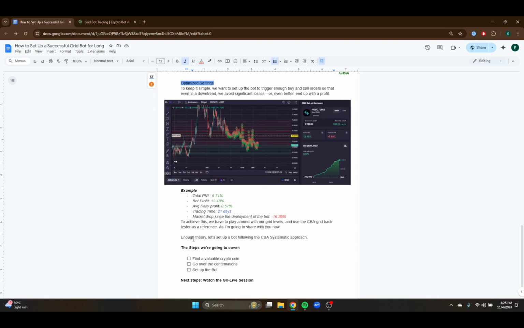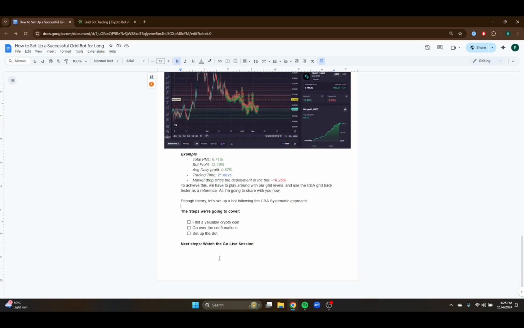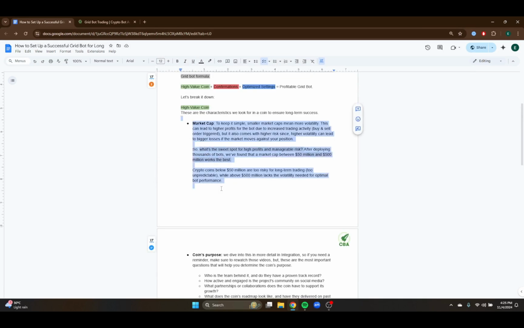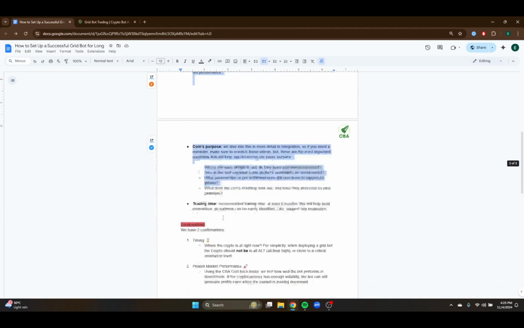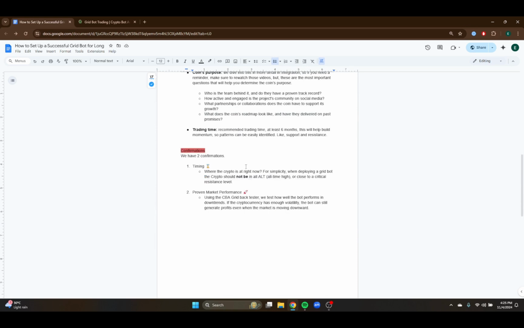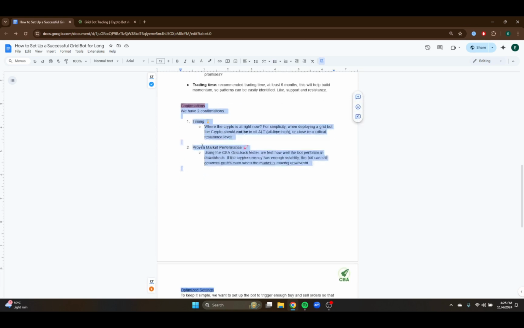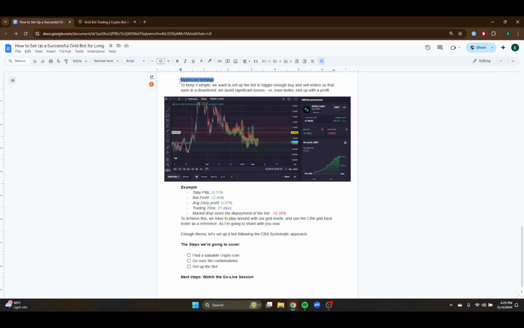But guys, enough about theory. Let's set up a bot following the CBA systematic approach. Let's make it happen. So these are the steps we're going to be covering. First, we're going to find a valuable cryptocurrency following these steps here, right? So we're going to be looking at market cap, coin's purpose, trading time. Then we're going to go over the confirmations, the proven market performance, and the timing. And then we're going to make sure we set up the bot with the optimum settings. That being said, let's get started.